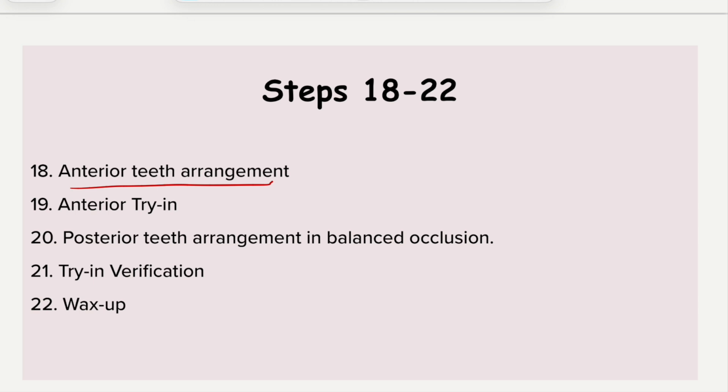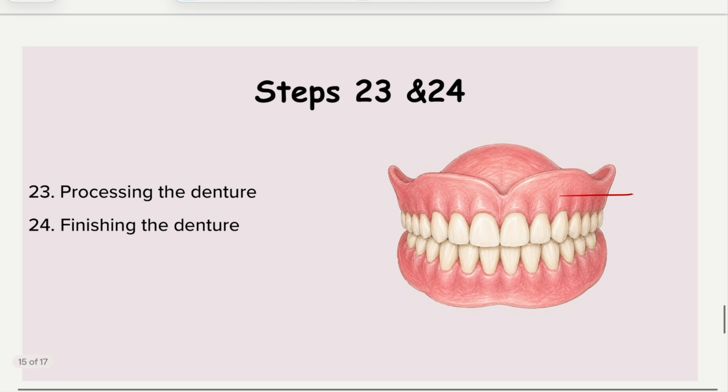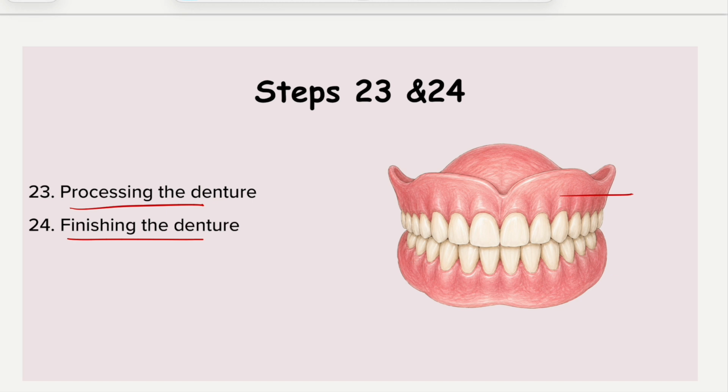Okay, so once the teeth are arranged, we will do an anterior try-in. Then after we will arrange the posterior teeth and we will do the posterior try-in. Okay, so firstly we will arrange anterior teeth, we will do a try-in. Then we will arrange the posterior teeth according to the balanced occlusion and we will do a try-in again. After the try-in is done, we will wax it up, okay, and then we will process the denture. Okay, once the denture is processed, we will finish the denture, we will trim it, we will polish it.